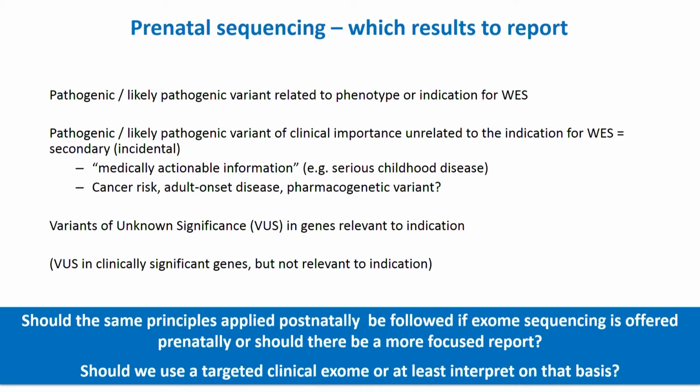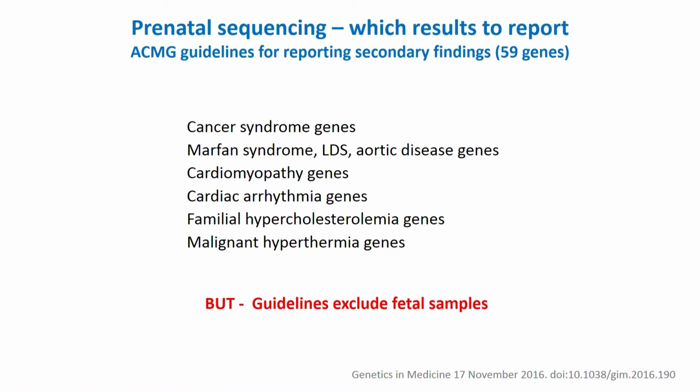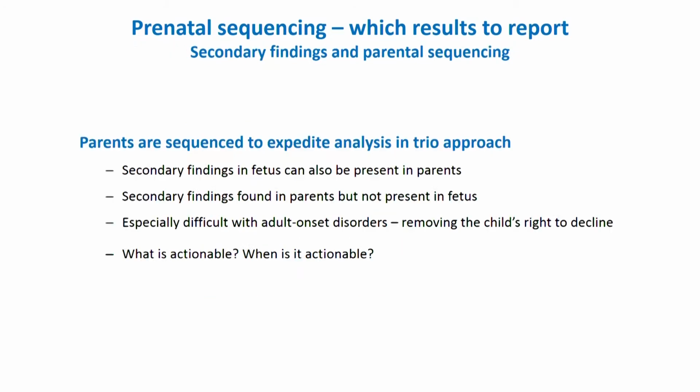And I think one of the ways we're getting around this in the UK is to do more focused interpretation and maybe use a targeted clinical exome, or at least if you do a whole exome, interpret the sequencing results on the basis of a targeted exome. Again, prenatal sequencing, what should we be reporting? The ACMG guidelines for secondary findings give you 59 genes when you're reporting sequencing postnatally that should be looked for and reported. But that ACMG guideline specifically states that this excludes fetal samples. So we have a way to go there as well.